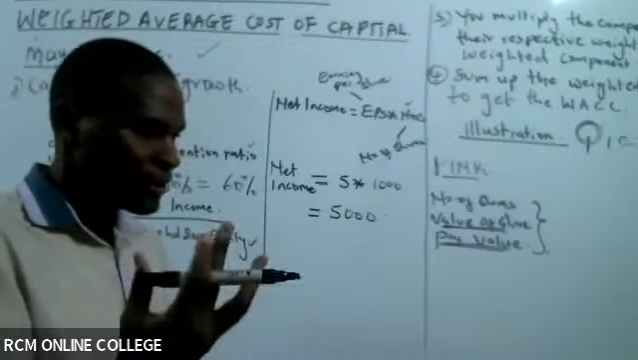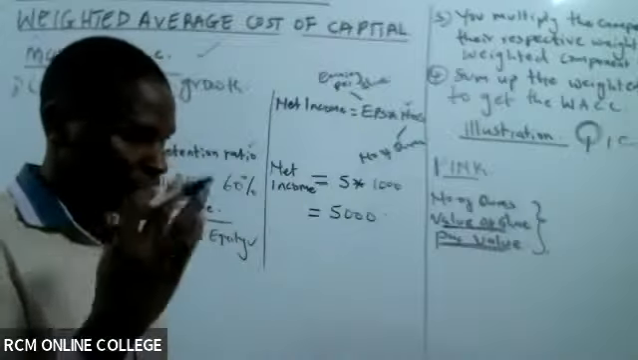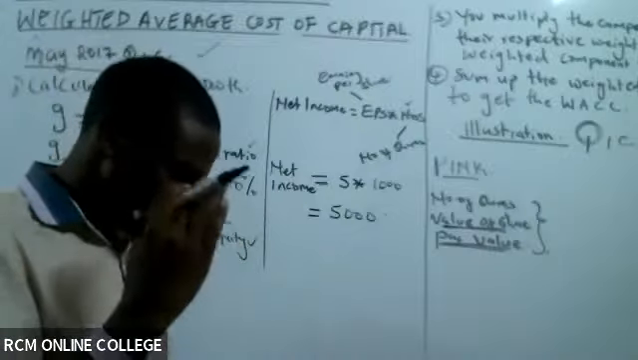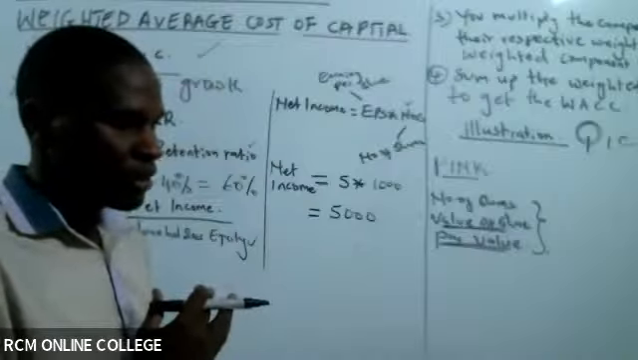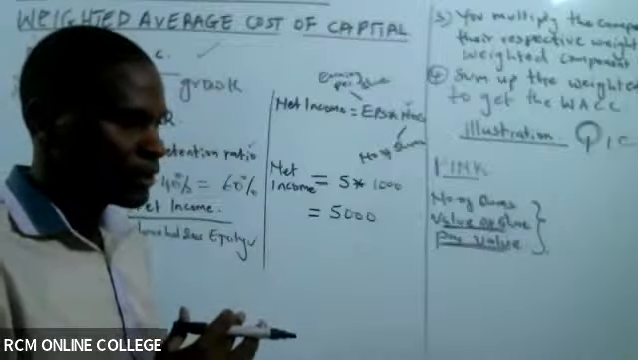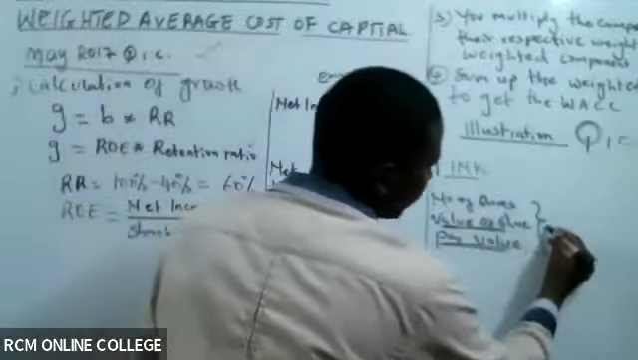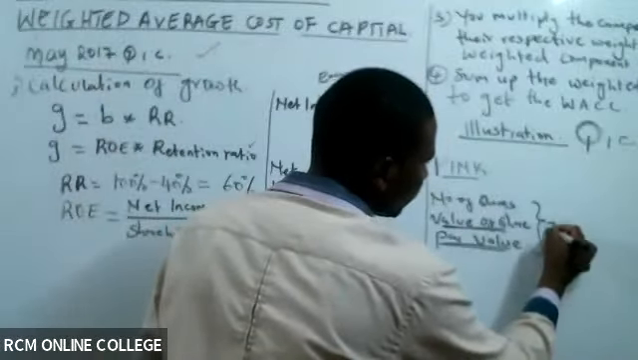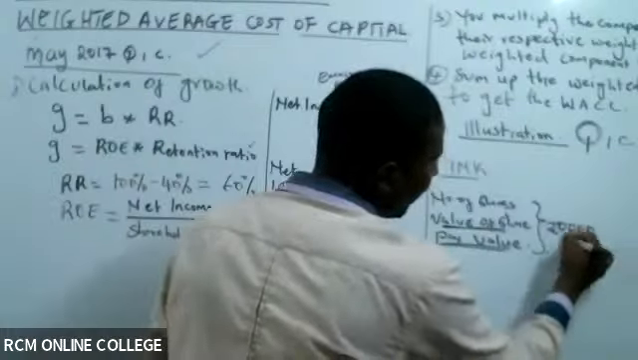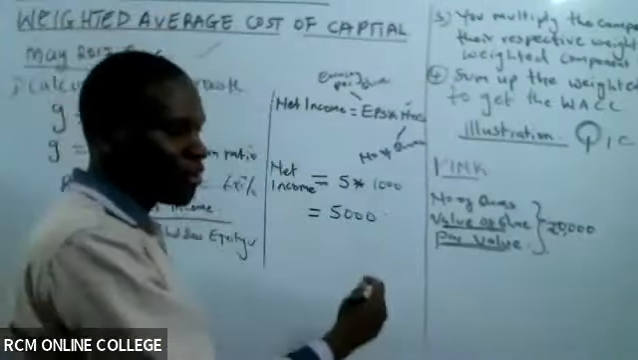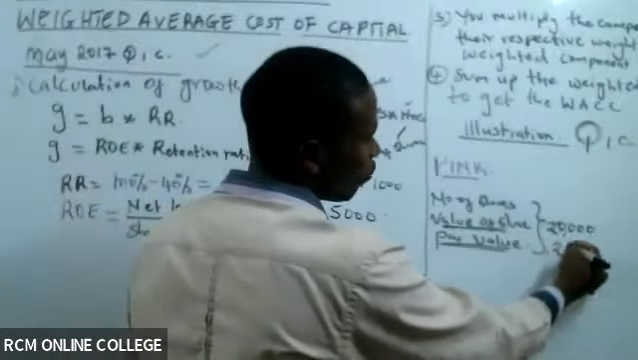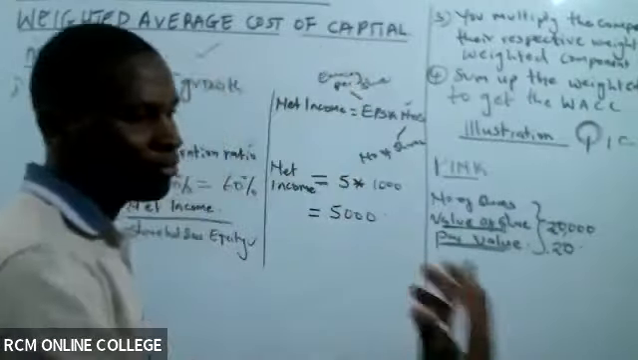Whatever is given to us, 20 what? 20,000. Can you see 20,000? Just look at ordinary share. Princess, are you there? That is our value of share. Then in the bracket, whatever you are given there is the par value. They have told us it is 20 shillings. Par value is 20 shilling per share.